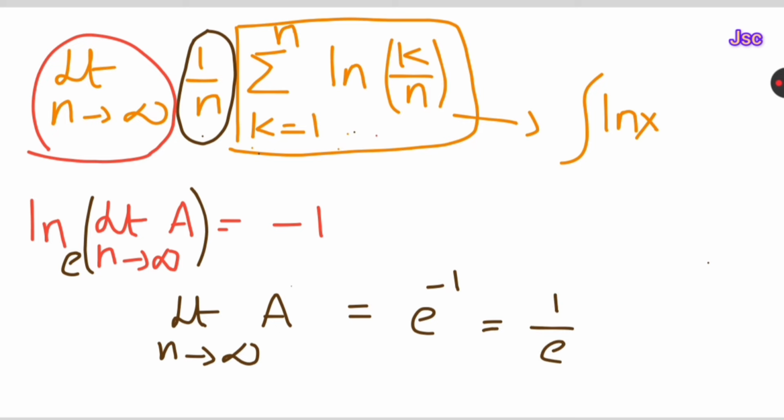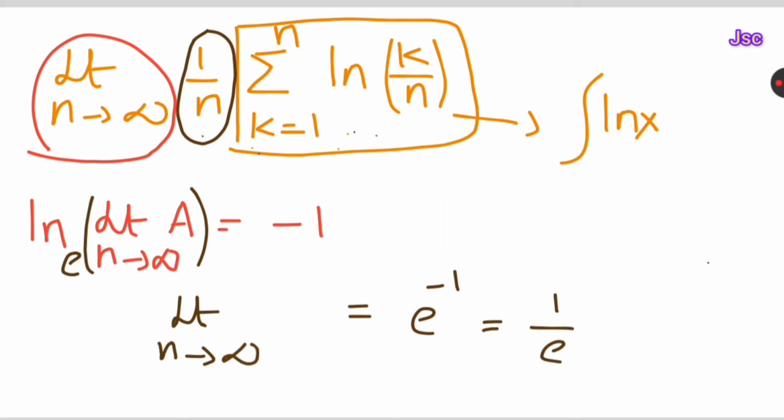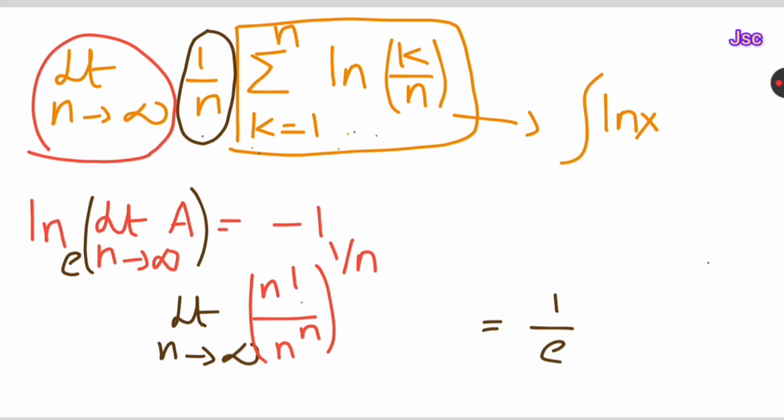At the start we considered a as n factorial over n raised to the power of n, whole raised to the power of 1 over n. So the limit n tends to infinity of n factorial over n raised to the power of n, whole raised to the power of 1 over n, the value is 1 over e.